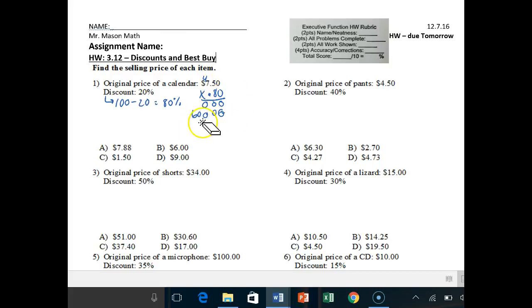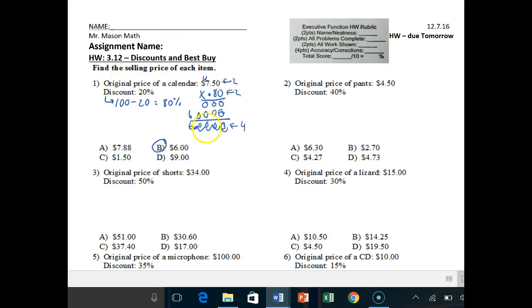So 60 is not my answer. When I add it all up, 1, 2, 3, 4, 6, and I have to swoop 4 times. 2 here, right? 2 here. So I'm going to swoop 4 times here. 1, 2, 3, 4.